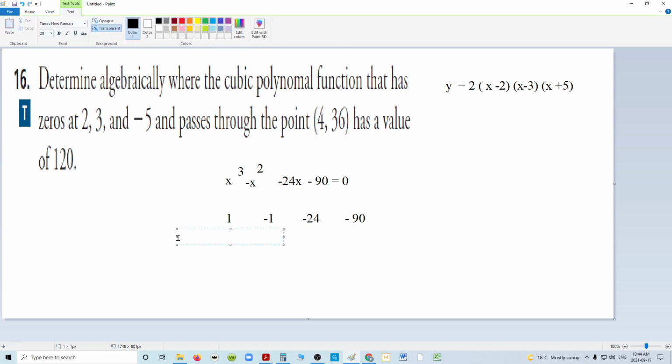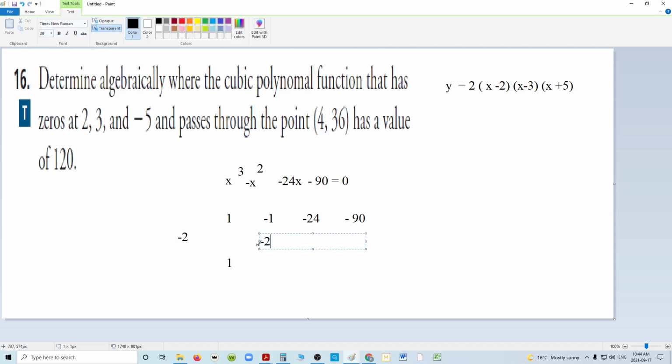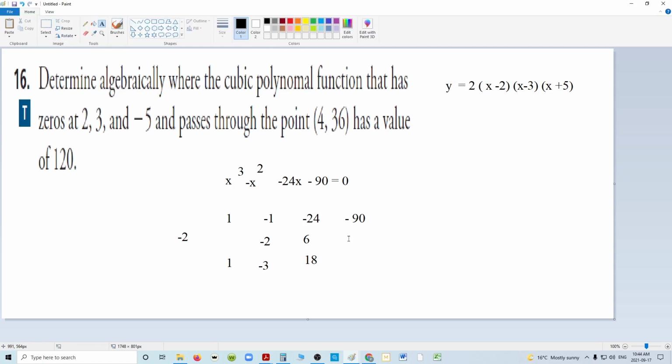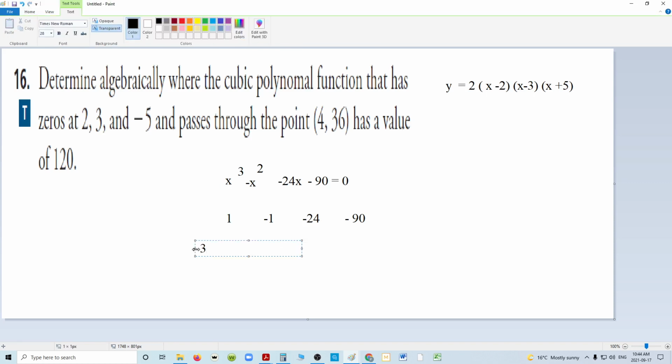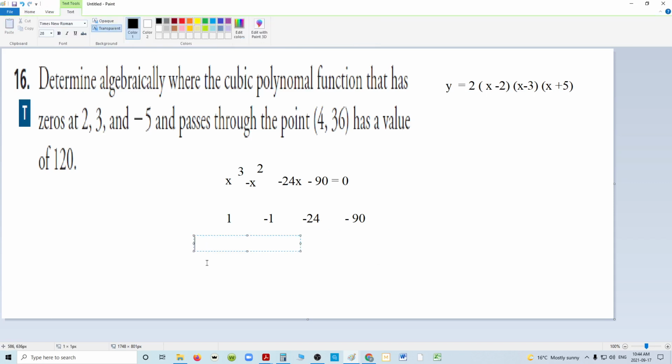Let's try minus 2. I might have made an arithmetic error, but that's okay if I did. Yeah, that's going to create a negative, so it's not going to be negative, I don't think. Try negative 3. But I don't think it's possible to be negative. No. I would have thought for sure it was 4.